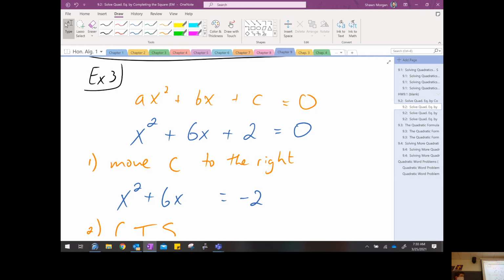Can I factor that in blue? No, there are not two factors of 2 that add up to equal 6. And so we're like, I'm stuck. Well, stuck we are no longer, because we are going to move that 2 over to the other side. That's your first step. Move that constant term. Move C over to the other side.